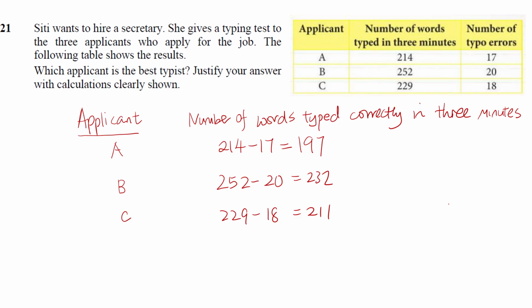Right, so we're going to convert all these numbers into percentages. So 197 into a percent will be 197 over the total number of words typed in 3 minutes, which is 214, times 100%. You can leave your answer to 3 significant figures, which is 81.7%. So you do the same for the second applicant B.